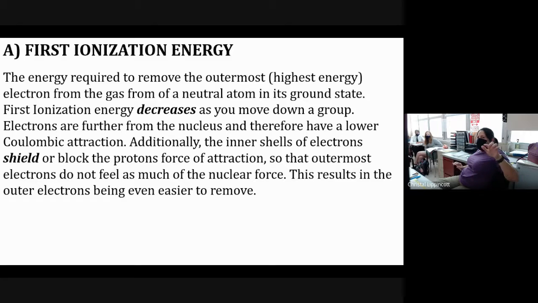So the first ionization energy is going to decrease as you move down a group, and we're going to talk about why coming up, okay? And it's going to increase as you move across the periodic table, okay? So let's talk about why.